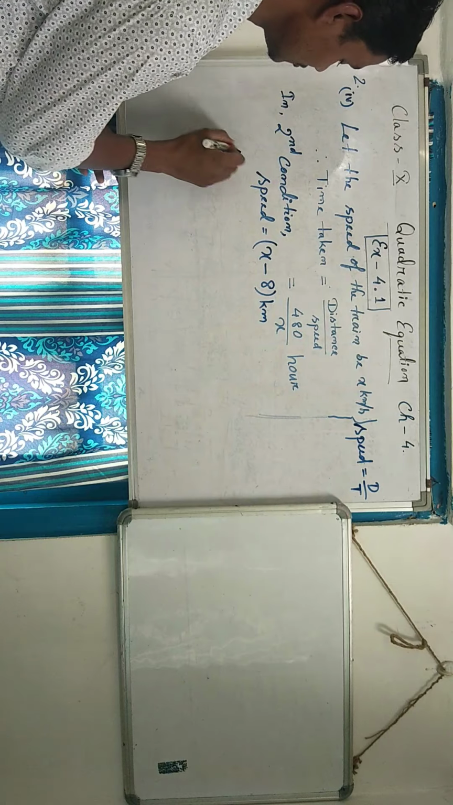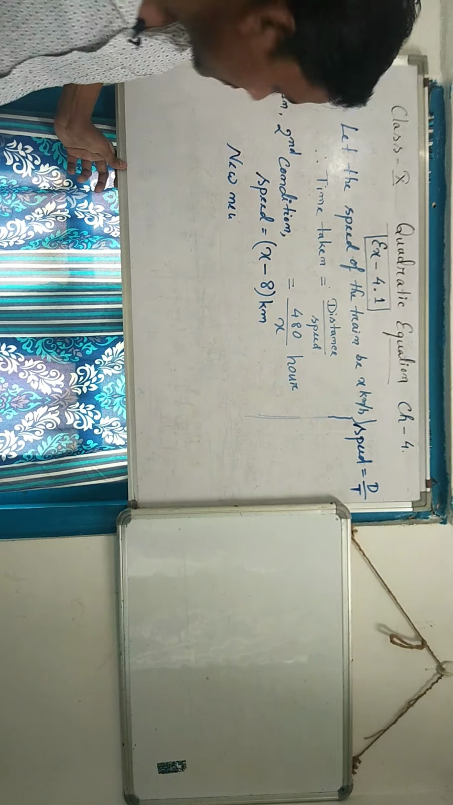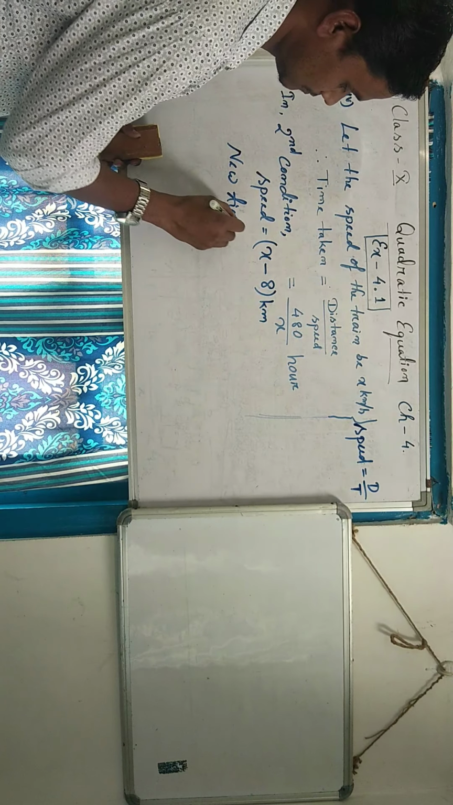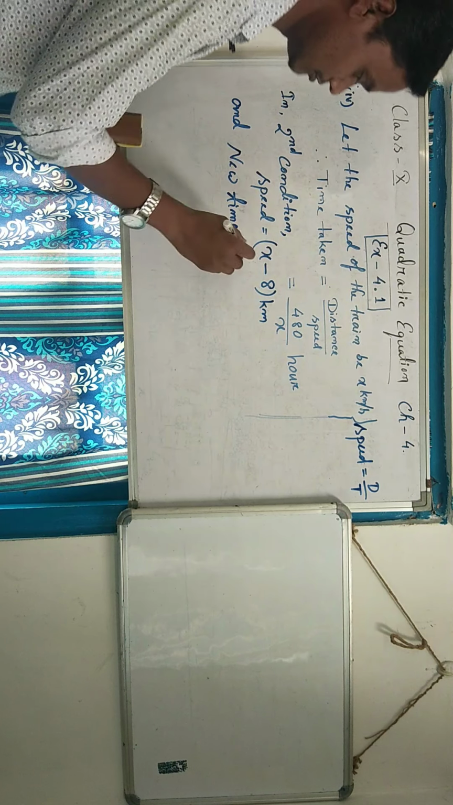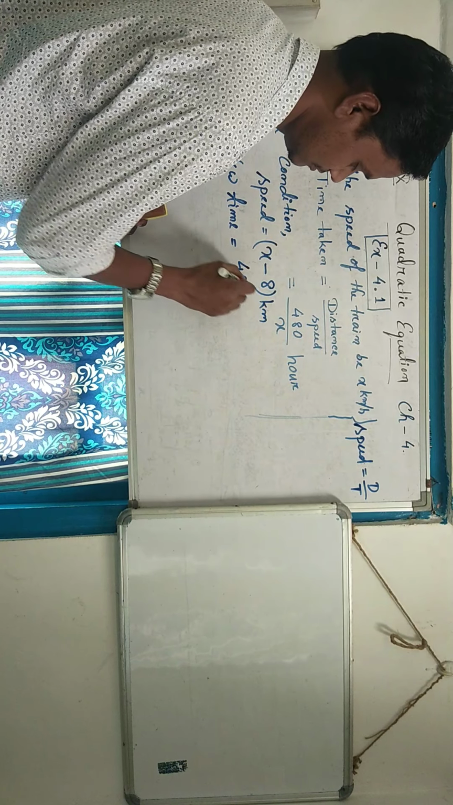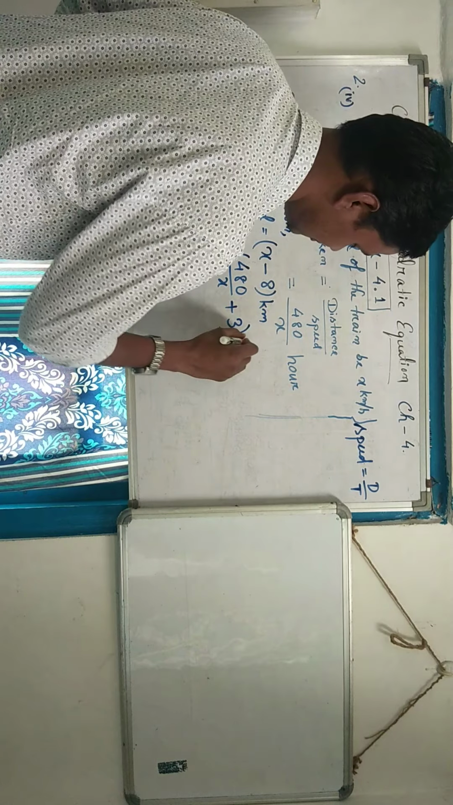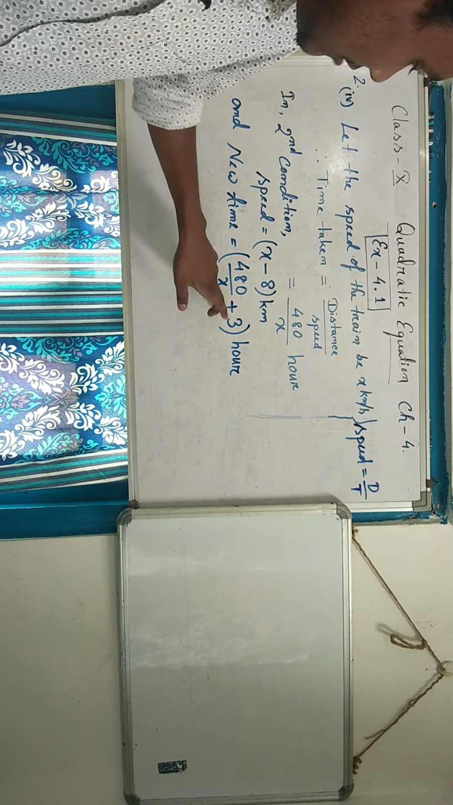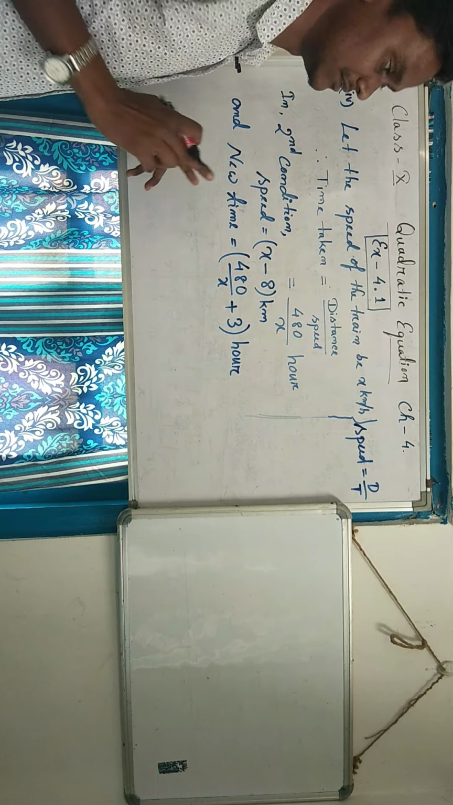So time, new time, I can say new time, equal to earlier the time, which is 480 by x, plus 3. The train will be needing 3 hours more. That's why I have added 3 here. So this is the new time, this is the new speed.